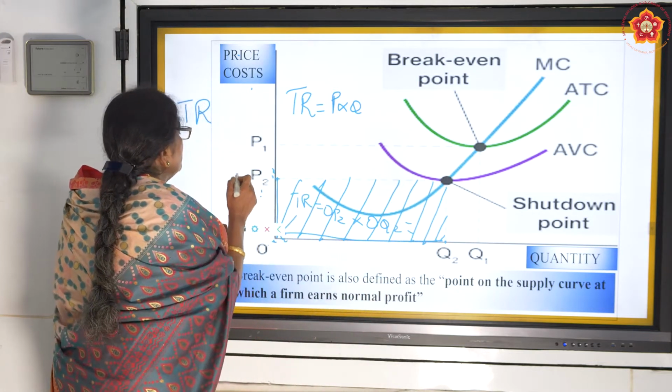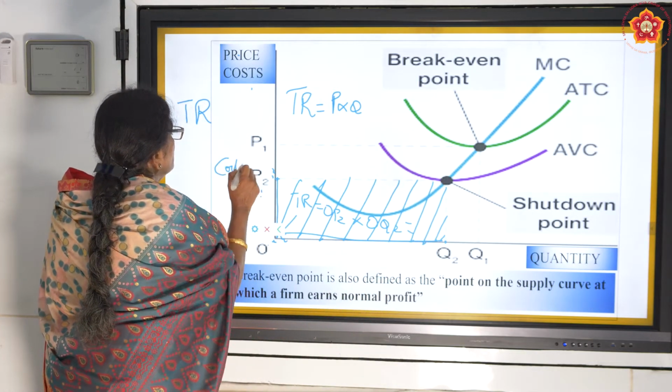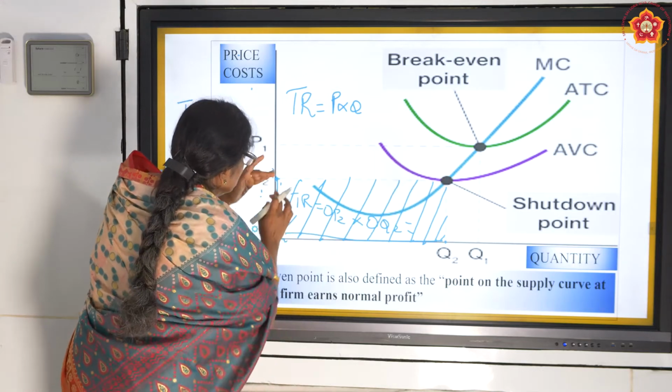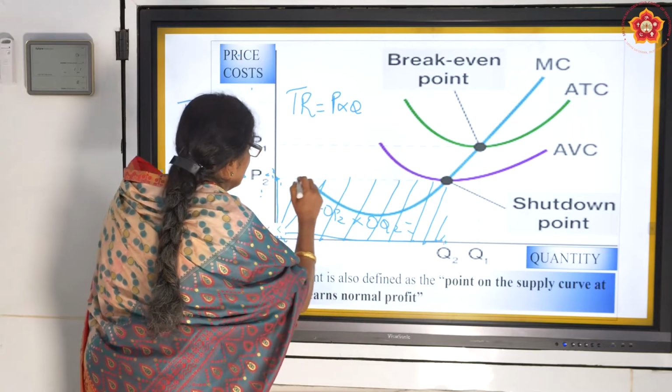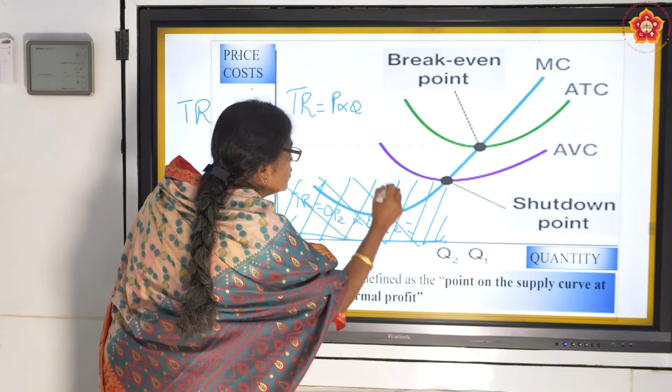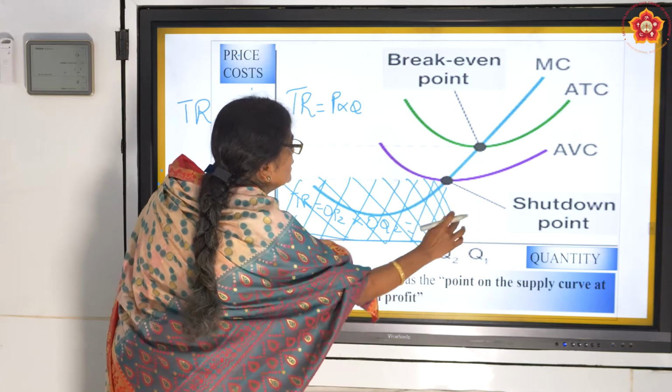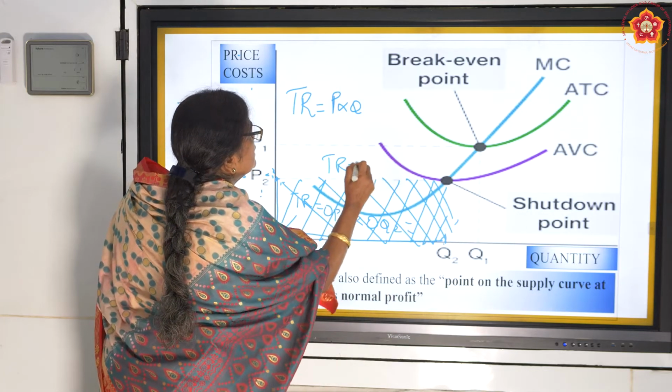Instead of P2, you put C, cost. Here, this is the cost per unit, and the total output produced is this much. Again, this also indicates the cost area. Here, what do you get? What do you get here? TR is equal to TC, both.